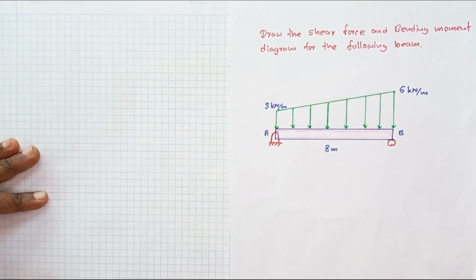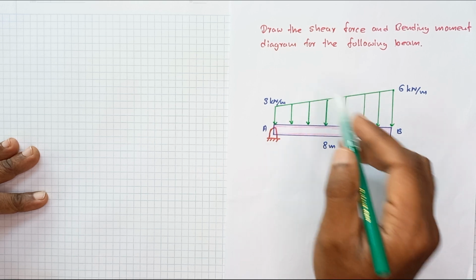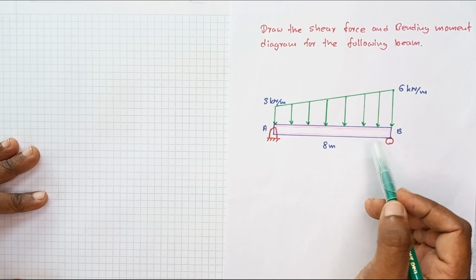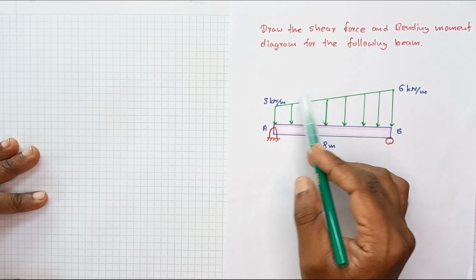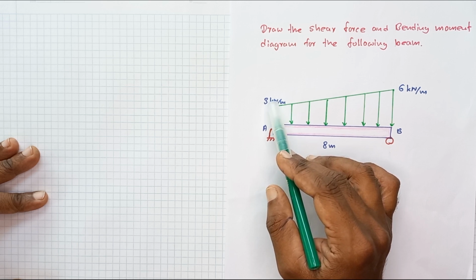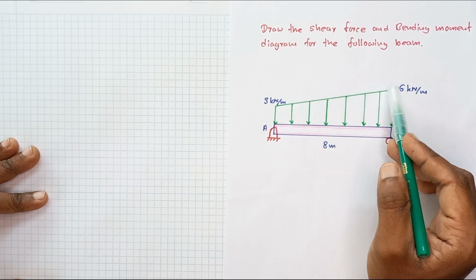Okay, this is the problem we are going to discuss in this lesson. Draw the shear force and bending moment diagram for the following beam. Here you can see the beam is given. An 8 meter length beam is simply supported. Here you can see the distributed load. The distributed load intensity is varying from 3 kN per meter to 6 kN per meter linearly.